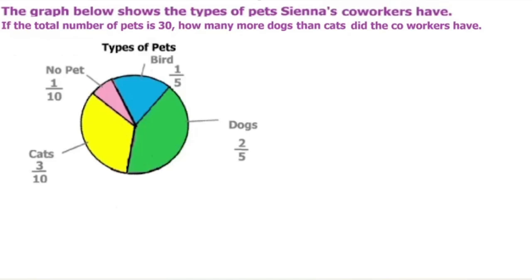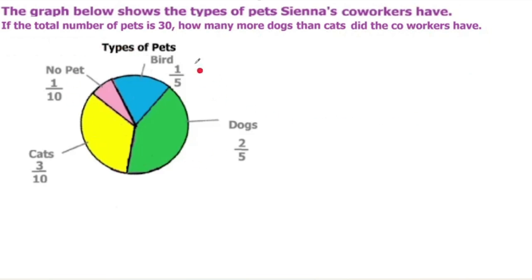Today's video, I'm going to teach you how to interpret a circle graph. So if we have a problem like this that says, the graph below shows the types of pets Sienna's coworkers have. If the total number of pets is 30, how many more dogs than cats did the coworkers have?